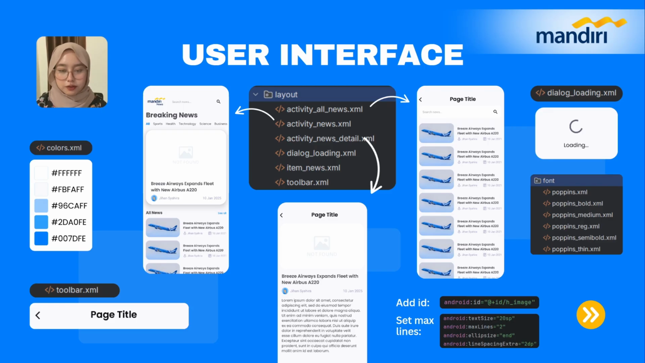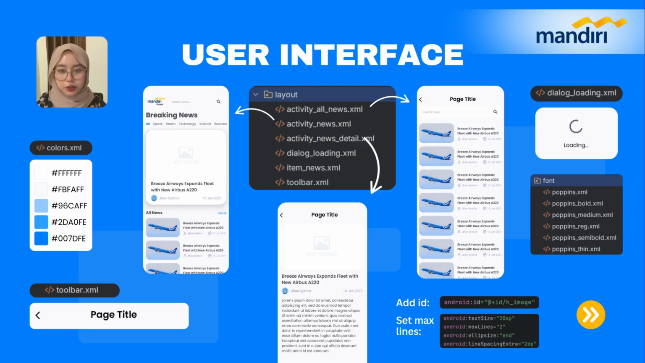So the next one is that I have to create the user interface. The first thing that I've done is to have a color palette, since Mandiri itself uses blue as the main color. So I decided for this Mandiri News to use blue as the main color. I adjusted the colors.xml to have a consistent calling for the colors.